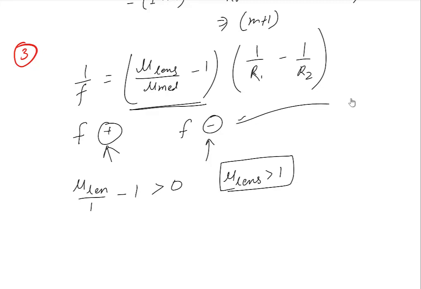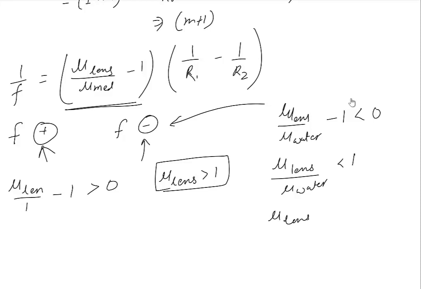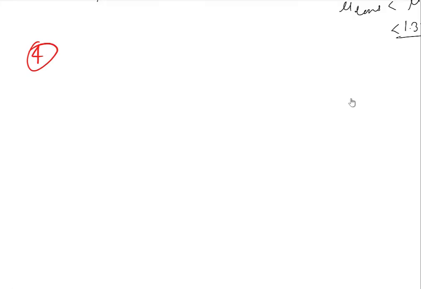Now if you use this, it says mu of lens over mu of water minus 1 must be less than 0 because it's negative. So that gives me mu of lens over mu of water must be less than 1, and that gives us mu of lens must be less than mu of water, that is 1.33. So option number C. Question number 4 says a double convex air bubble in water will behave as?